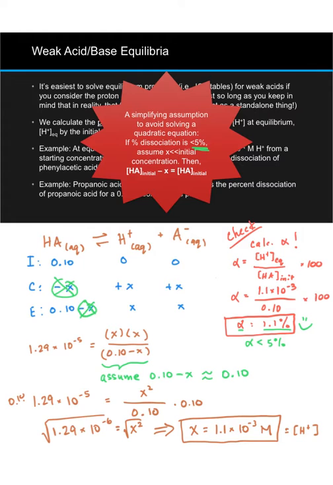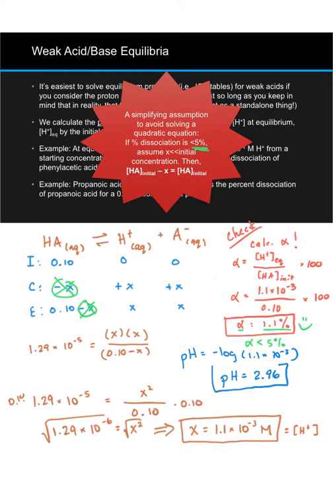So let's move on with our problem then. If we know that the concentration of H plus at equilibrium under this simplifying assumption is 1.1 times 10 to the minus 3, then the pH of this solution can be calculated from that concentration. The negative log of the concentration of 1.1 times 10 to the minus 3 molar hydrogen cation gives us a final result of 2.96, keeping two significant figures past a decimal point. Here's our pH of our propanoic acid.